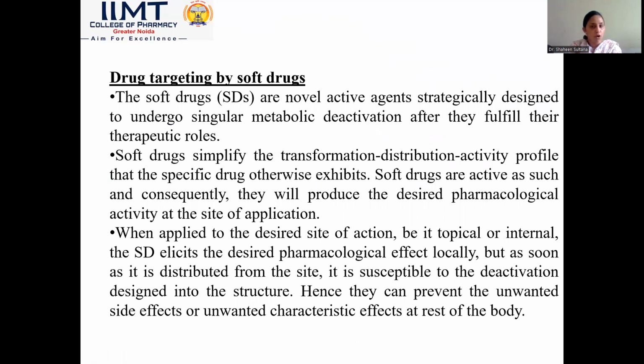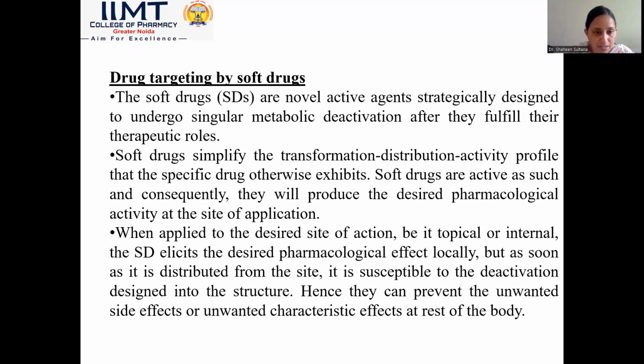Now the drug targeting by the soft drug. Soft drugs are novel active agents that show some metabolic deactivation. It means it contains some metabolic group that is sensitive to an enzyme that will metabolize it once the drug shows its action. So soft drugs simplify the transformation-distribution-activity profile that the specific drug otherwise exhibits. Means at a particular distribution, it will metabolize.